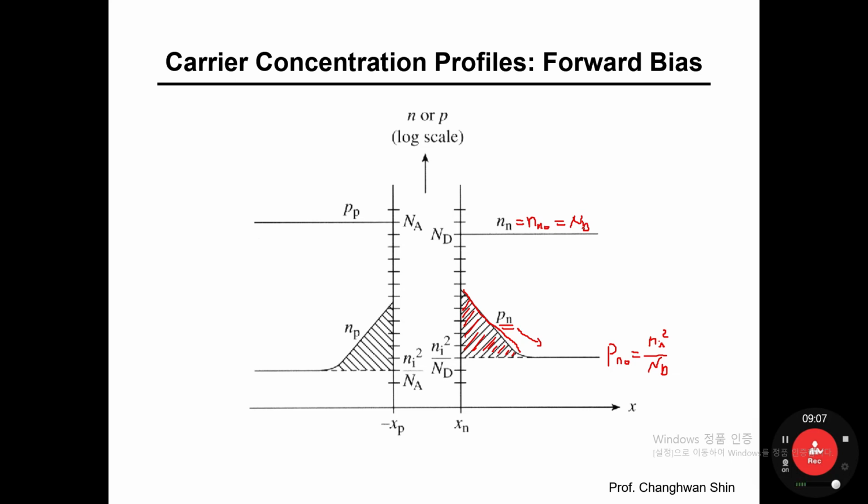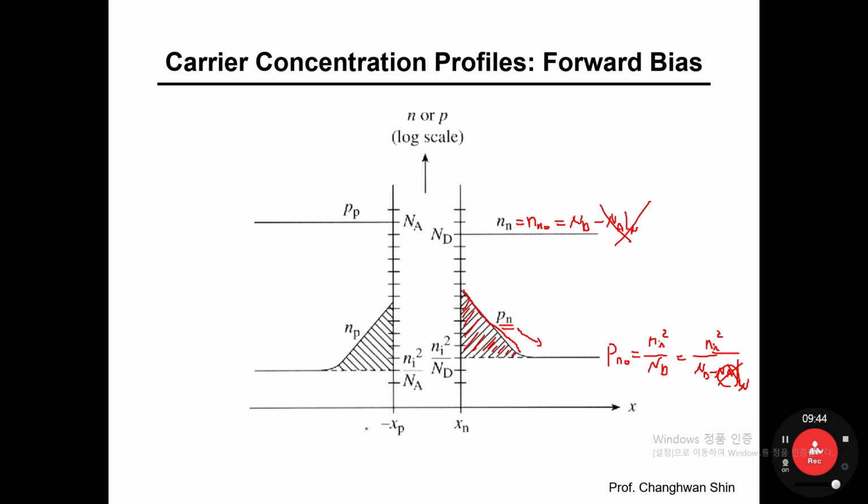If you would like to take into account the acceptor concentration in the n side, you should do this. Instead of n sub d, you can use n sub d minus n sub a, as well as here, n sub d minus n sub a, if you know the acceptor concentration in the n side. Okay. All right, but usually n sub d is much higher than n sub a, so you can simply ignore the n sub a term.